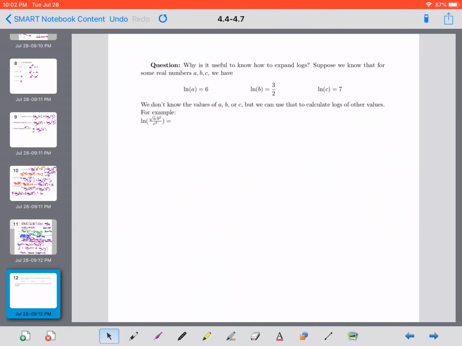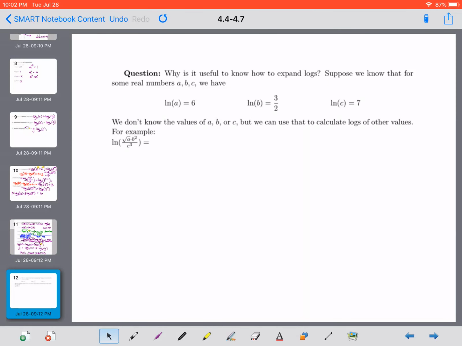So to give you an example, let's say for some real numbers a, b, and c, we knew that the natural log of a was 6, the natural log of b was 3/2, and the natural log of c was 7. Now, I don't know what a, b, and c are. I just know the value of the natural logs of those numbers. But knowing that is enough for us to compute more complicated expressions like ln of square root of a times b squared over c cubed. Here's how we could do that.